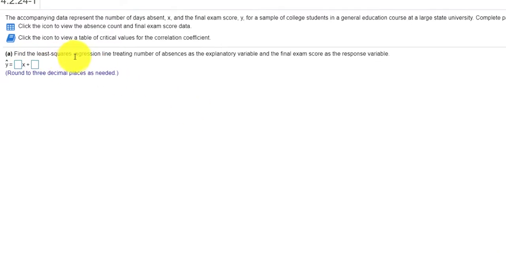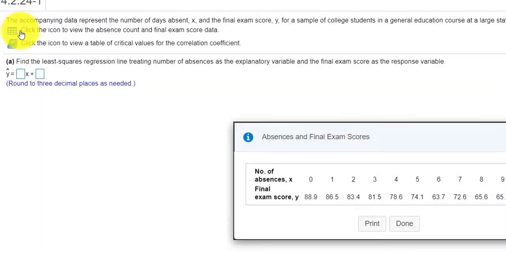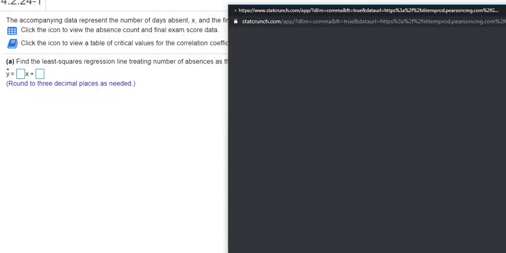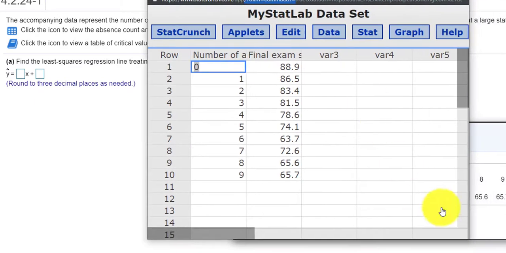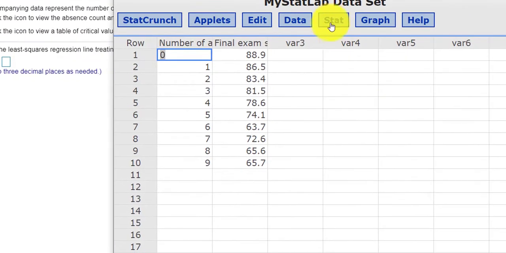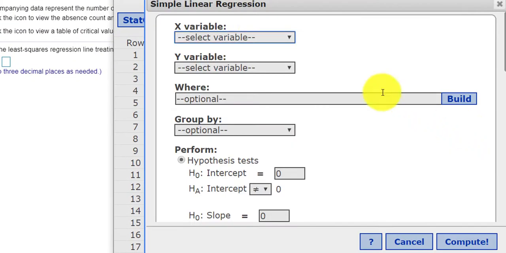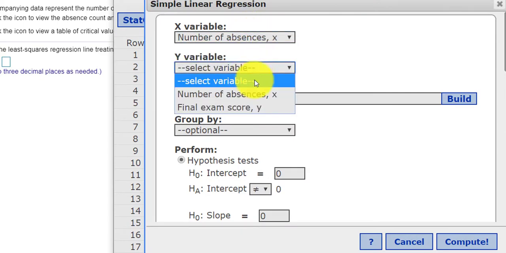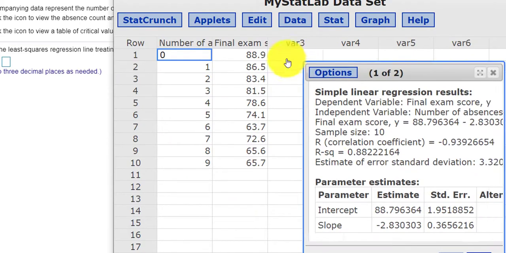We take a quick look at number 14. So it says find the least squares regression given this data, and it looks like the number of days absent versus the grade you receive on your final exam score. So I click on here to open up my data. I'll open this data in StatCrunch, and the steps are stat, linear regression, simple. My X is number of absences, Y is your final exam score, I compute.